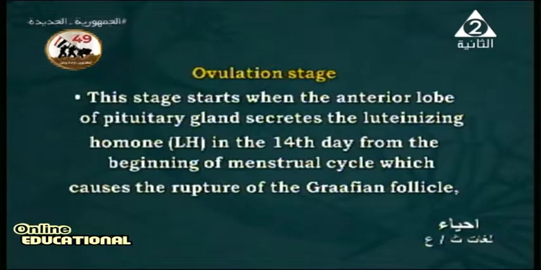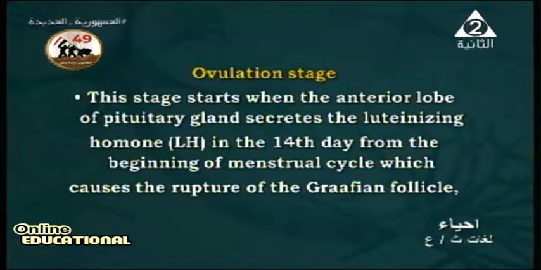Ovulation stage. The ovulation stage starts when the anterior lobe of the pituitary gland secretes the luteinizing hormone, the LH hormone. So the pituitary gland secretes the two hormones, FSH and LH, luteinizing hormone and FSH, on the 14th day from the beginning of the menstrual cycle.